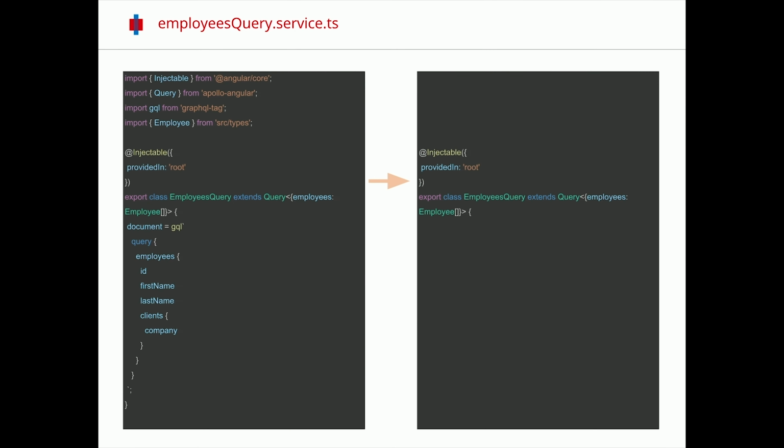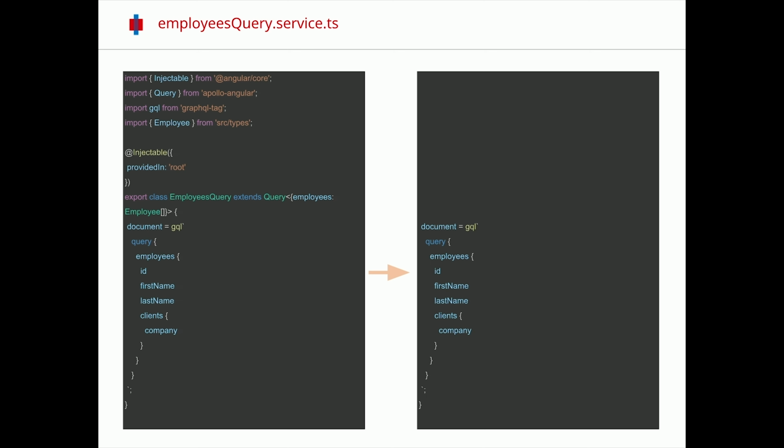The only interesting part here is that the employees query extends Query. Again, this is the base class that will provide the methods we need to make the GraphQL requests later. We are passing the Query class a type that will specify what our queries will return. The query will return an object with a key called employees that contains an array of Employee objects.